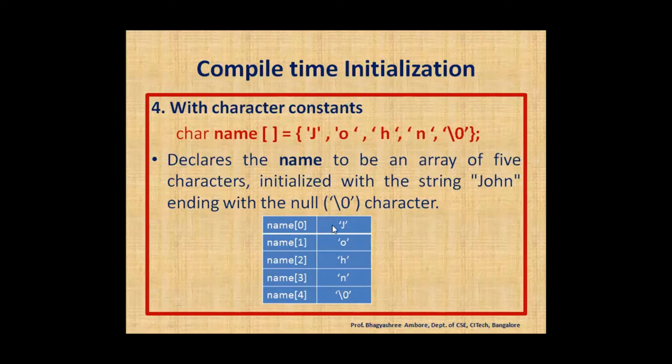And the memory will be allocated like this. The locations will look like this. Name of 0 will be J. Name of 1 will be O. Name of 2 will be H. Name of 3 will be N. And the last one will be allocated with the null character. This is with a character constant.